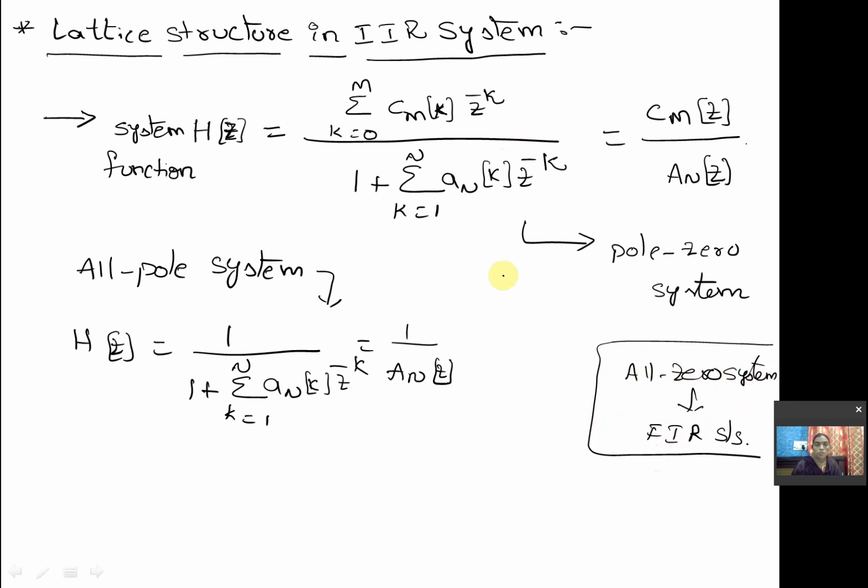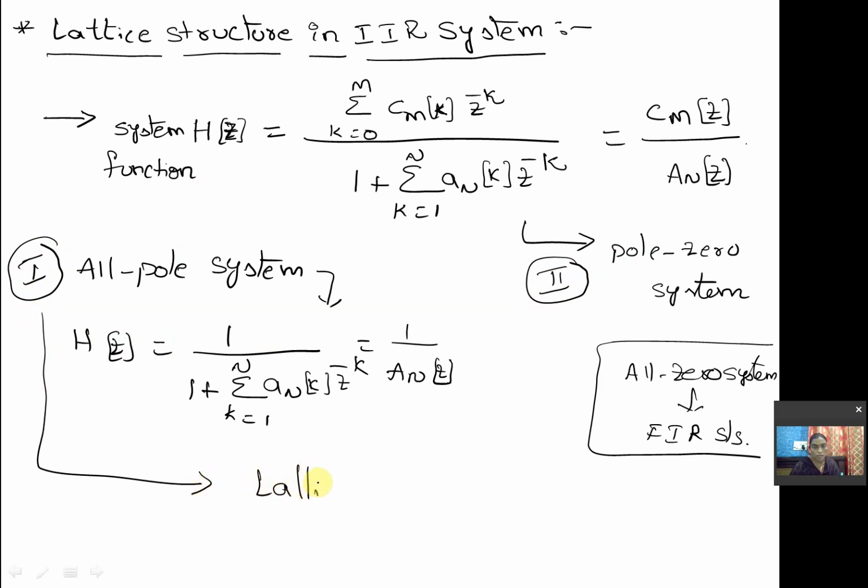Now here we just split this into two categories. One is the all pole system, where there are no zeros, and the other considers the zeros also, that is the pole zero system. This is the first case, and this one is the second case. To realize the first one, we get what is called the lattice filter or lattice structure.